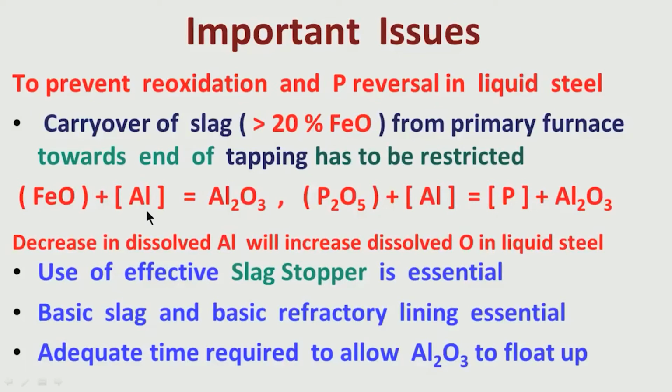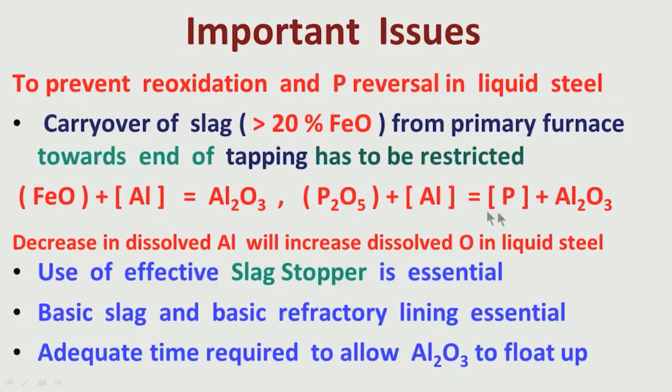So, what are the implications? If dissolved aluminum is coming down, because the product of dissolved aluminum and dissolved oxygen is constant, dissolved aluminum coming down means dissolved oxygen will increase in liquid steel. That means again reoxidation, as we call it. Phosphorus is also increasing, alumina is also increasing. So, again there is a possibility, to a certain extent, of affecting cleanliness. The cleanliness is getting affected in this process.